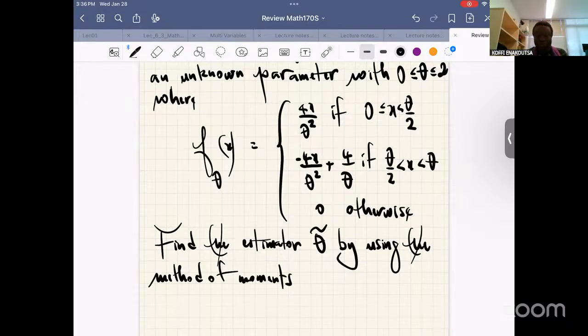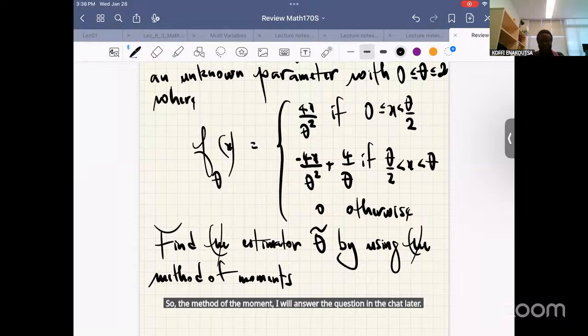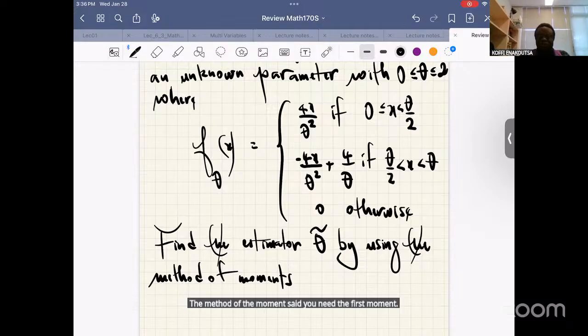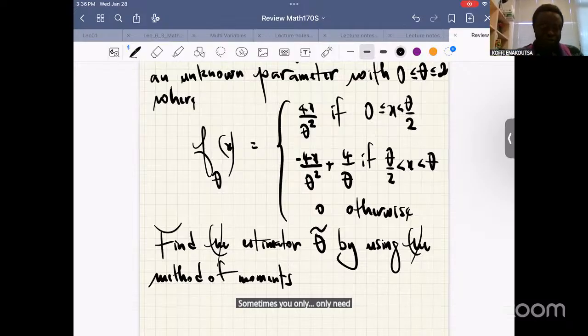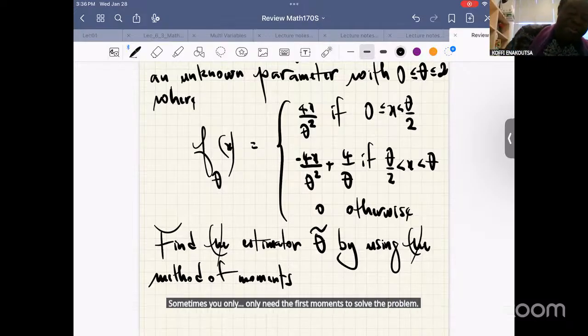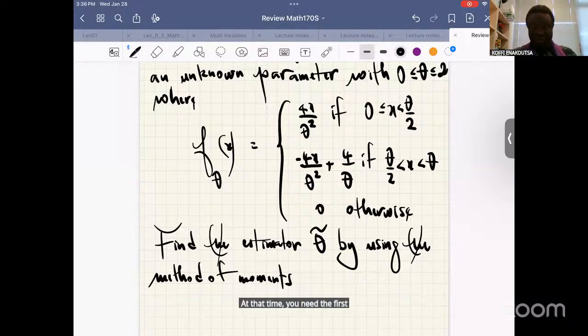So the method of moments, I'll answer the question in the chat later. The method of moments says you need the first moment. Sometimes you only need the first moment to solve the problem. Other times you need the first, second, and third moments. For most cases, it's either one single moment or two moments to solve the problems. Usually when there is a single parameter like this, the tendency is to use one single moment, so the first moment.